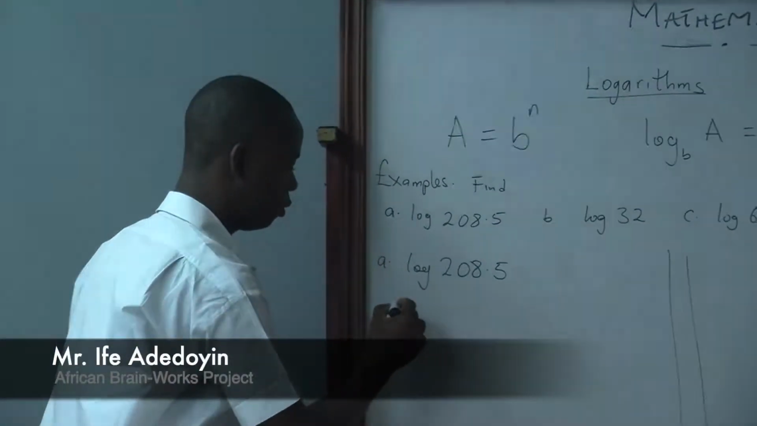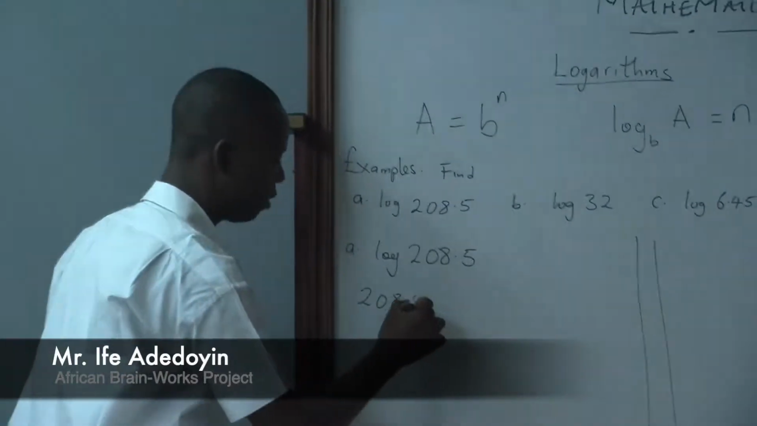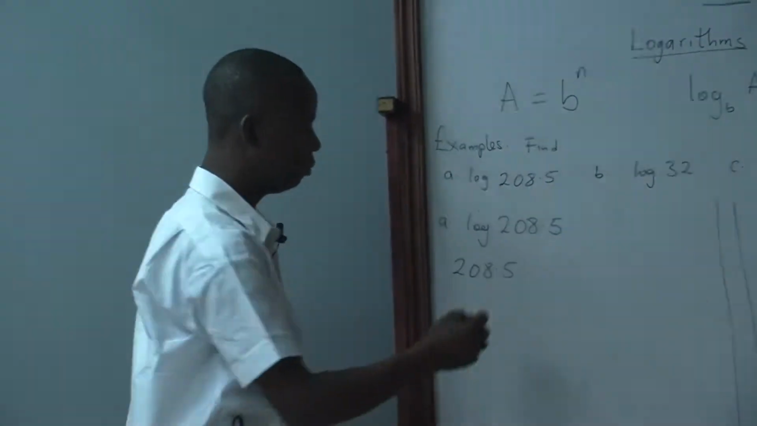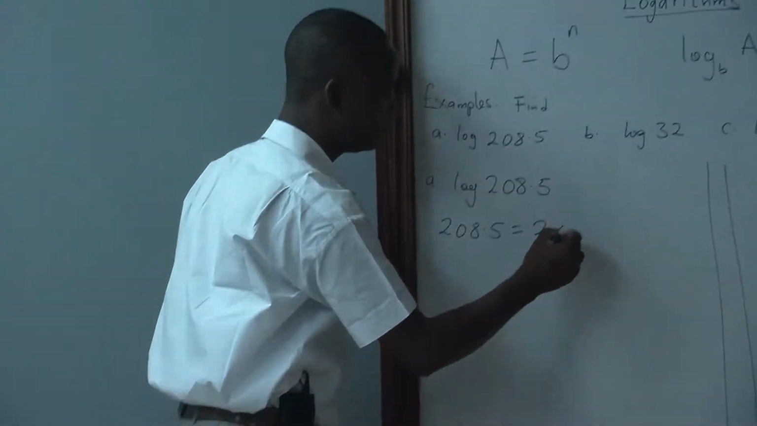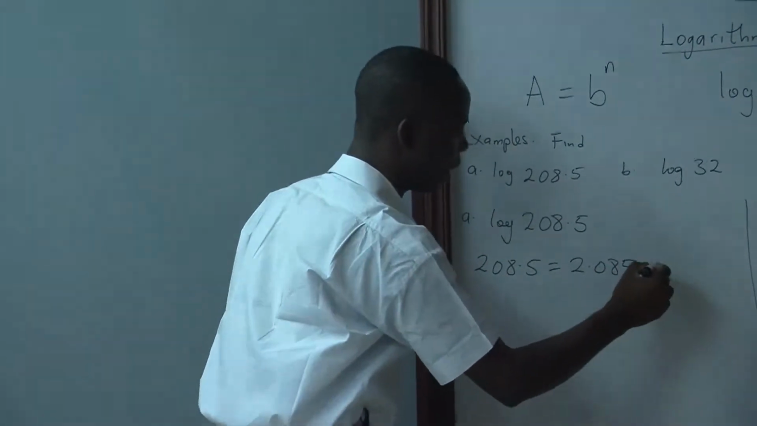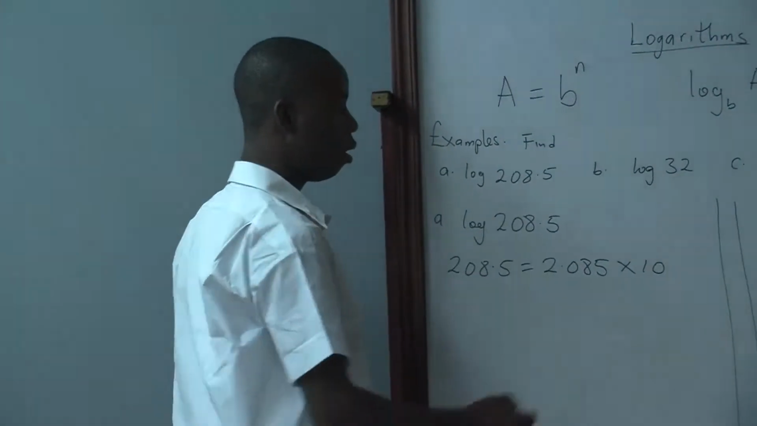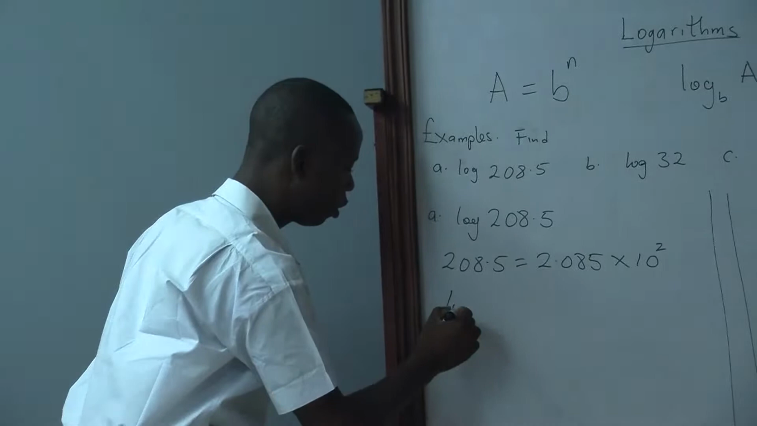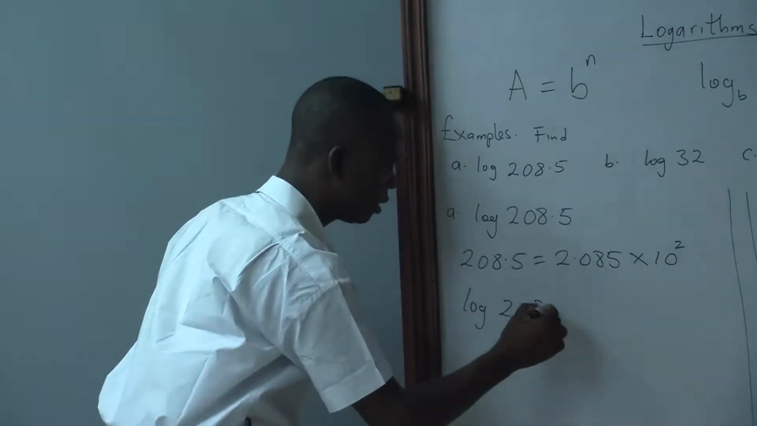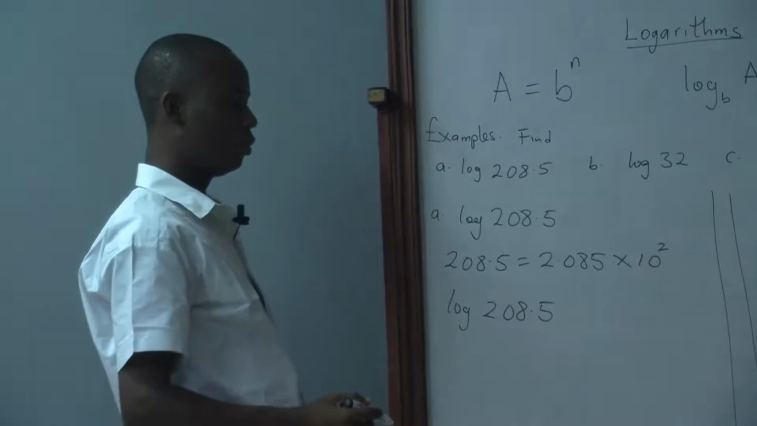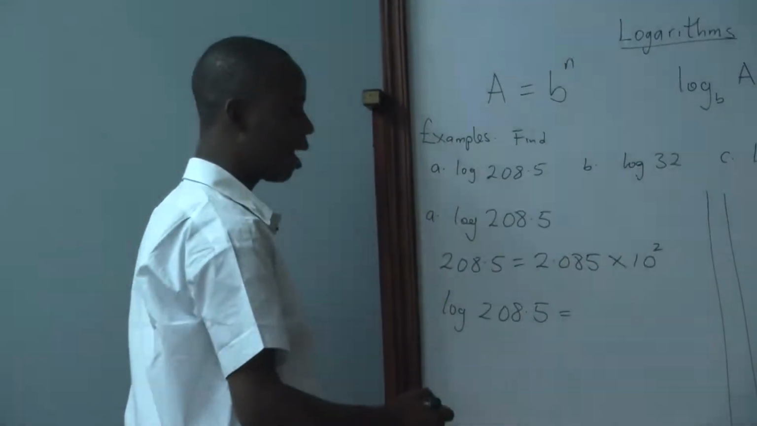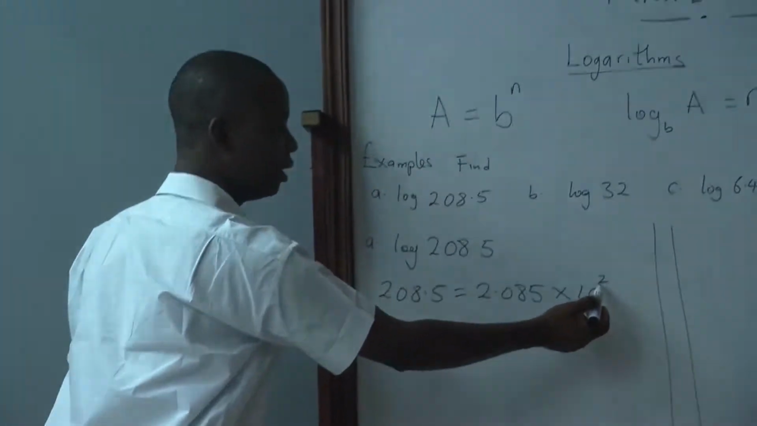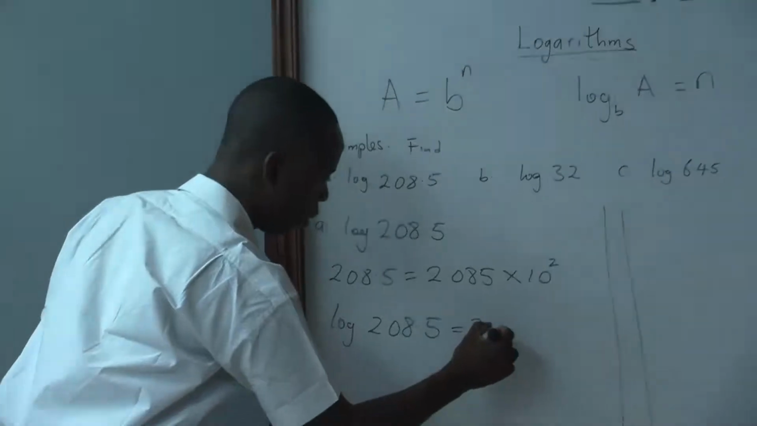Remember, I said we're going to find this 208.5. We need to express this number in standard form, and simply that would be 2.085 times 10 raised to the power of 2. So to find log 208.5, it's simple. What we need to do, that will equal the first part, which will be the characteristic, the power of 10 here. And what's the power of 10 here? 2. So we have 2 point.